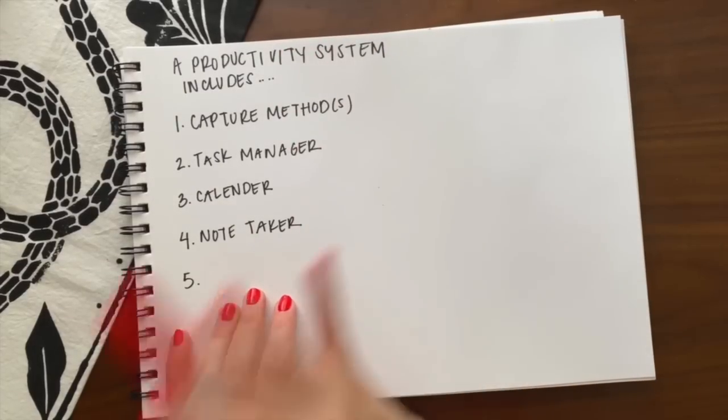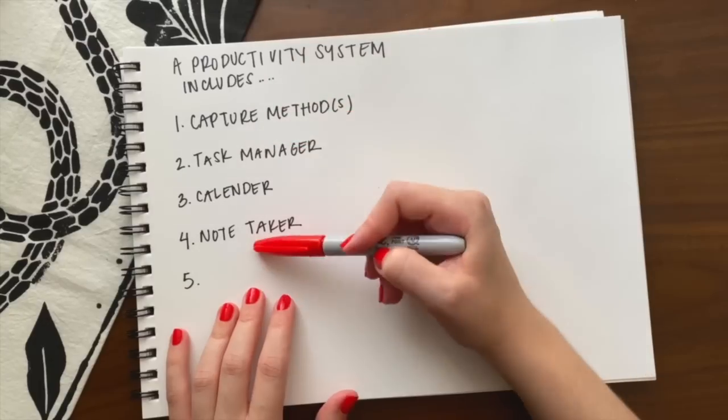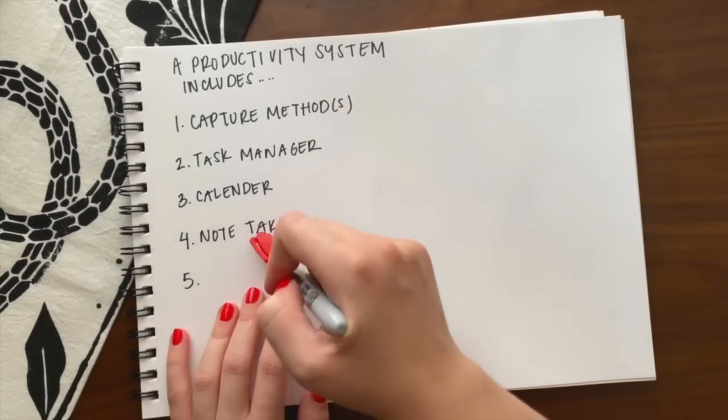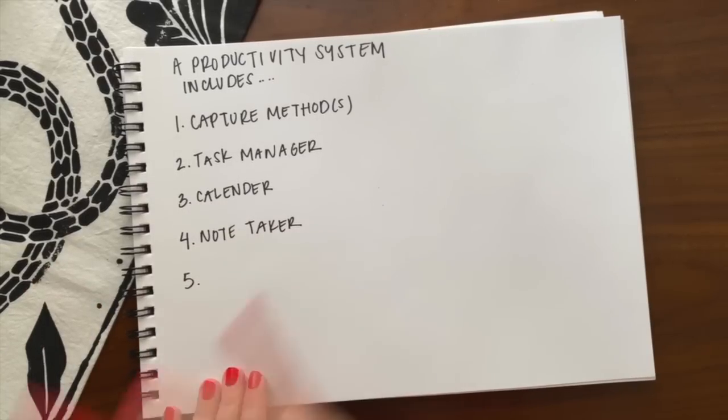So in this video, I am going to show you the one thing that is missing from your productivity routine and show you how to use it so that you can feel more productive and organized every day. So a productivity system in its basic form includes several different things, the first 4 of which I've talked about on my channel a number of times. This video is going to be about number 5, which I will reveal in a second.